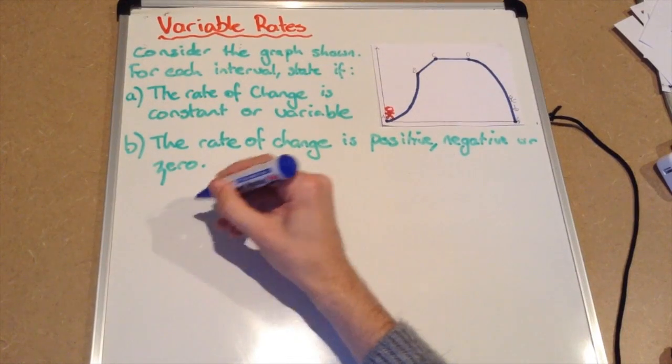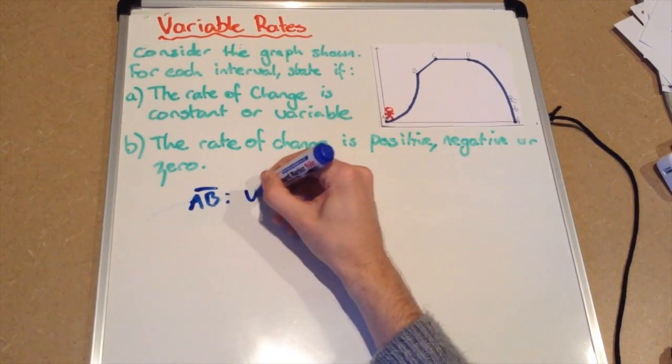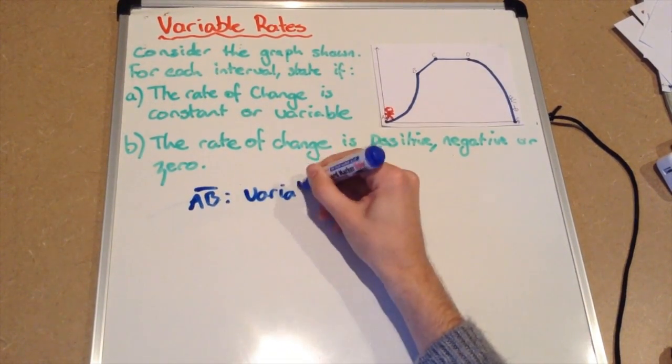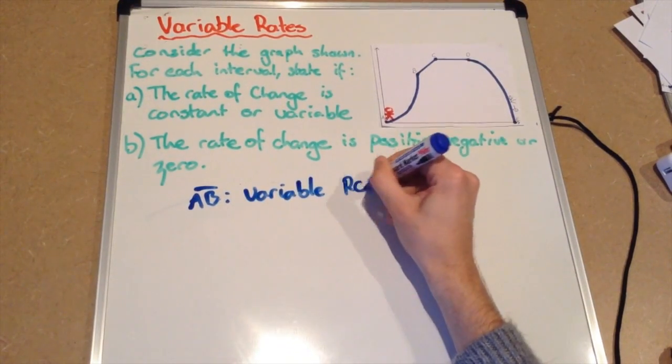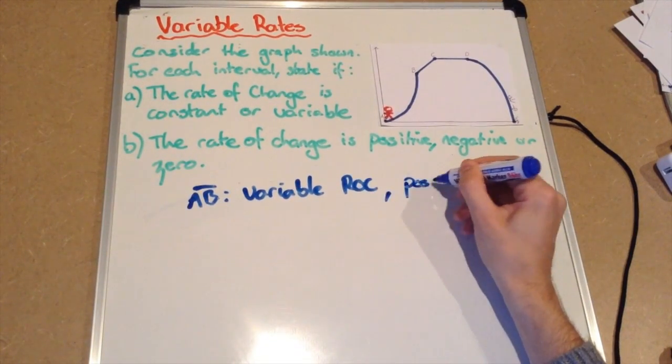So therefore, A to B is a variable rate of change, and because he's walking uphill, it's positive.